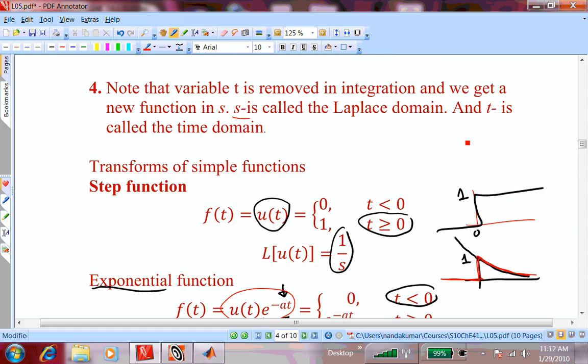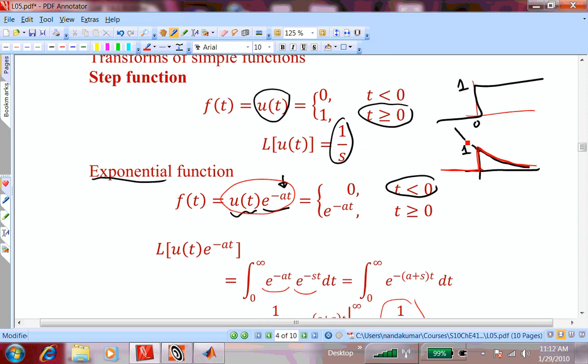Going back, we did take the Laplace transform of e to the power minus at. So the function f of t in this case is e to the power minus at. But e to the power minus at exists for all values of t, so I multiply it by u of t to produce this function that you see here. Are you able to see? I'm talking about this function, that is u of t multiplied by e to the power at. That has nothing to do with the shifting property. The purpose of u of t is to truncate what is on the left-hand side of a given function.